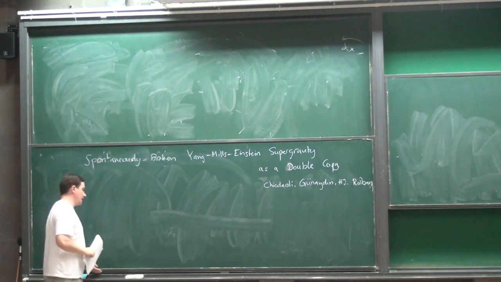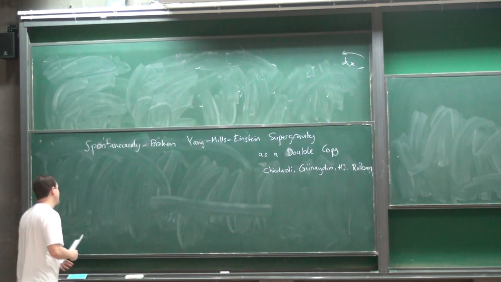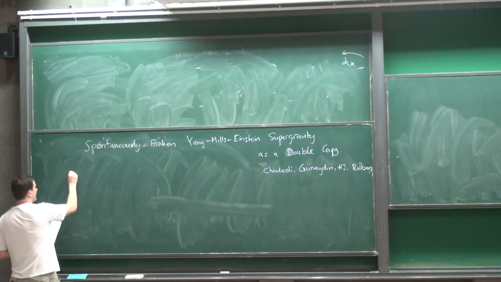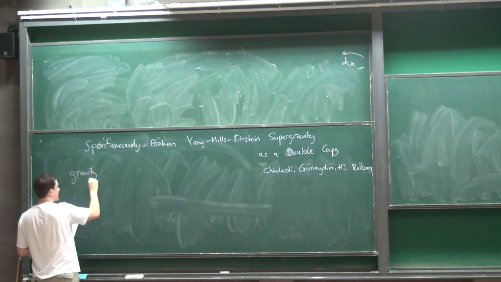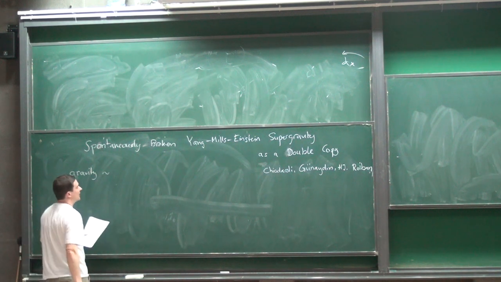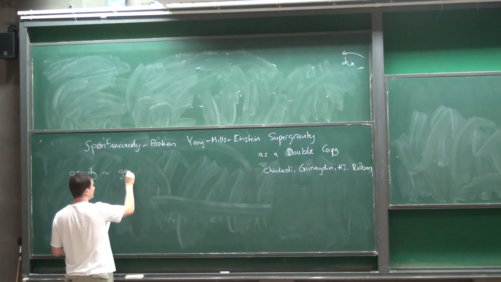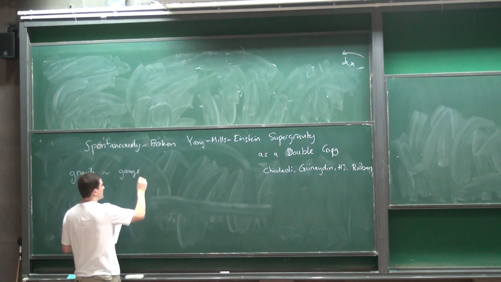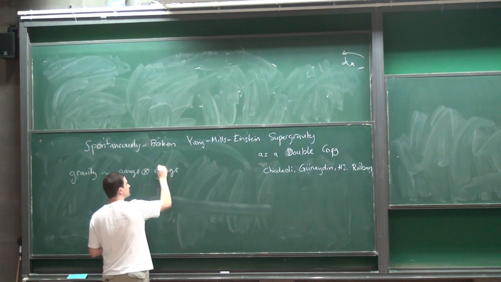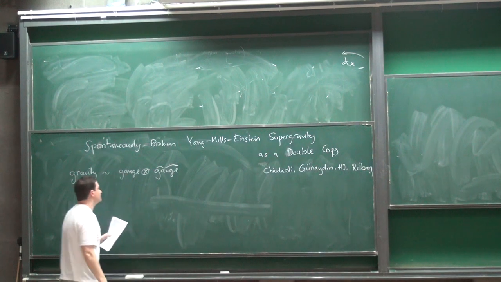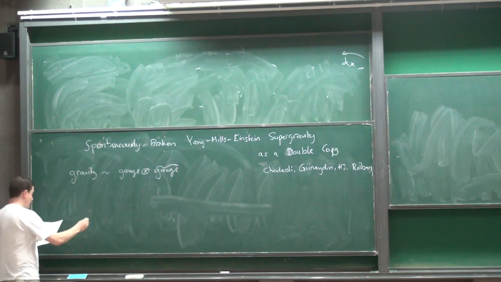So this is about something we've seen already several times this week. It's about the relationship between gravity and Yang-Mills. Schematically, there's some kind of double copy structure. So gravity is some gauge theory times some other gauge theory. These could be different.